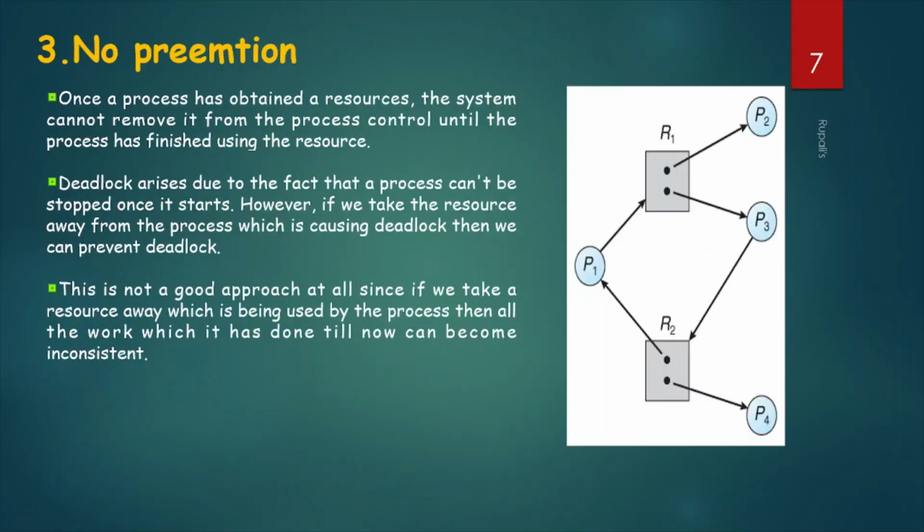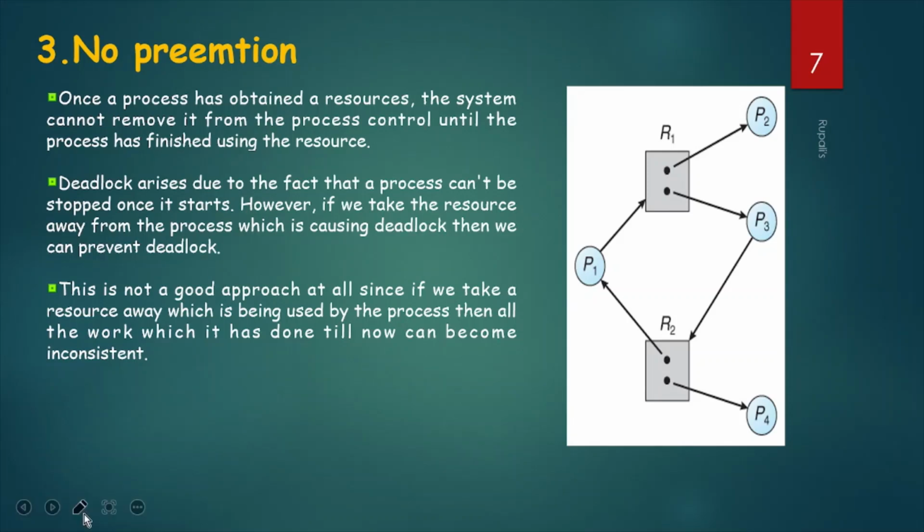No preemption. What is that? When one process, say P3, obtained a resource, say R1, the system cannot remove it from the process control. So the system cannot remove R1 from P3 until the process has finished using the resource. Until P3 has finished using this resource R1.